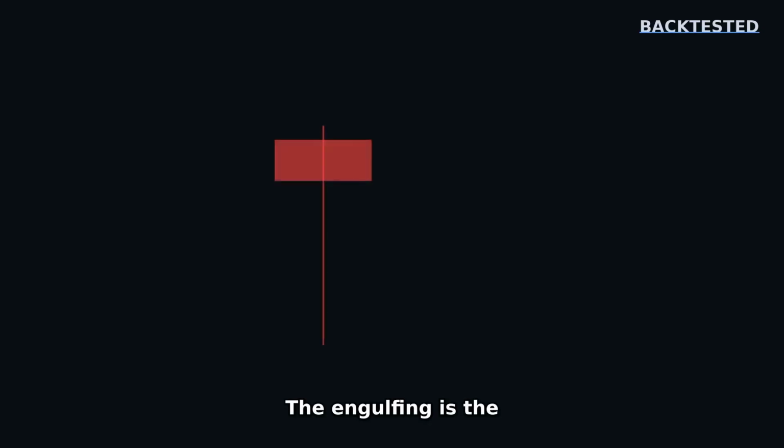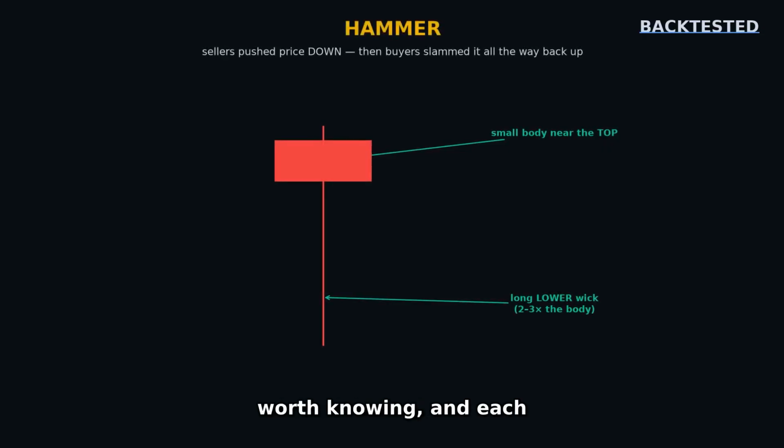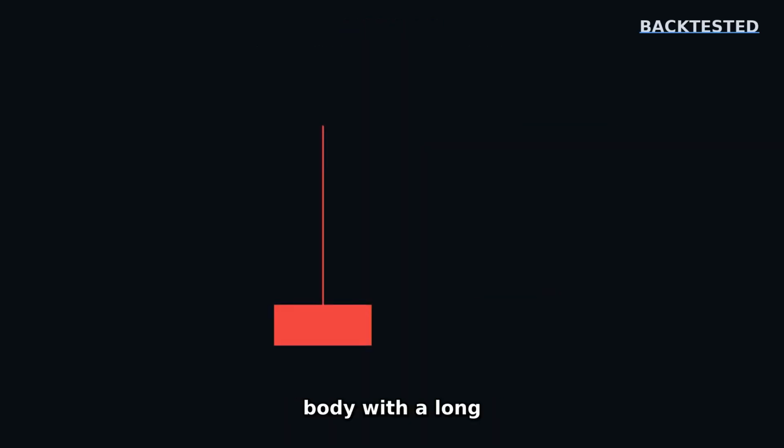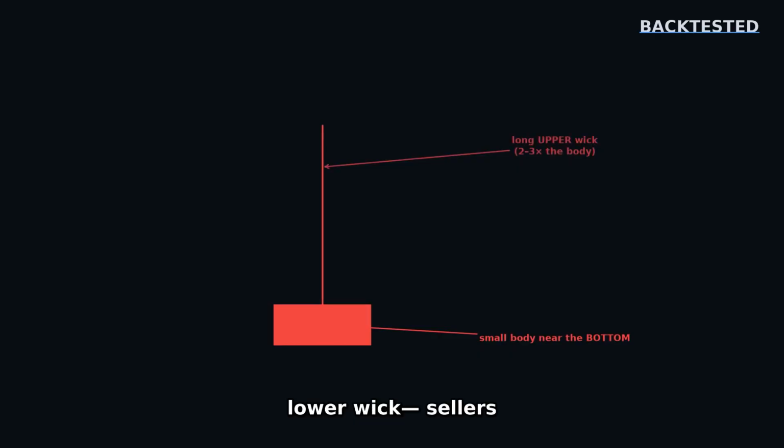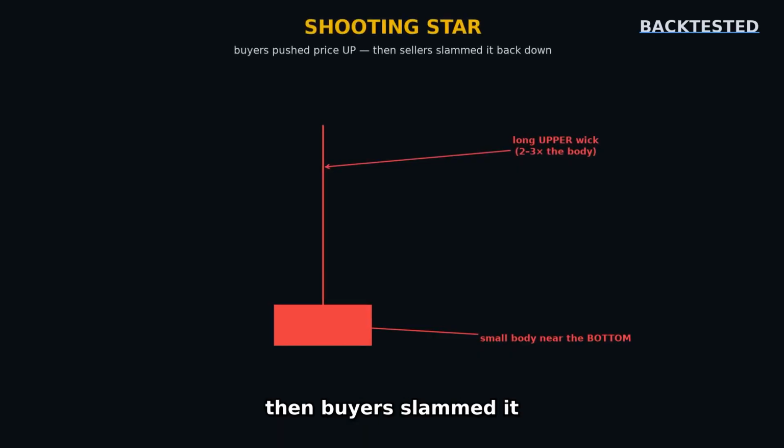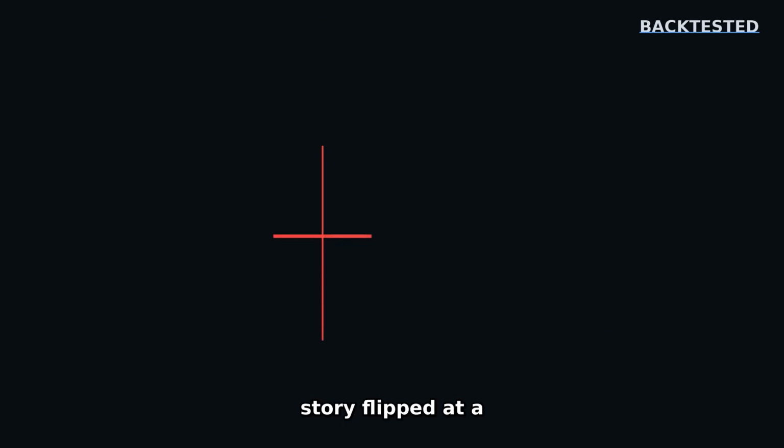The engulfing is the most famous, but a handful of others are worth knowing, and each is just a different story about buyers versus sellers. The hammer, a small body with a long lower wick. Sellers drove price down hard, then buyers slammed it all the way back up. Its mirror, the shooting star, is that same story flipped at a top.